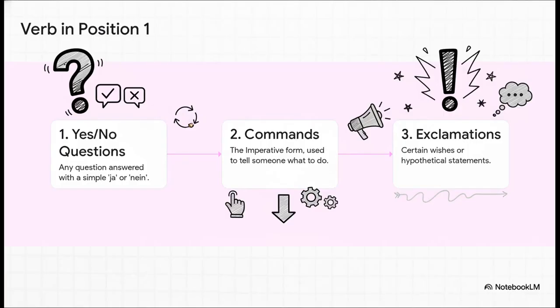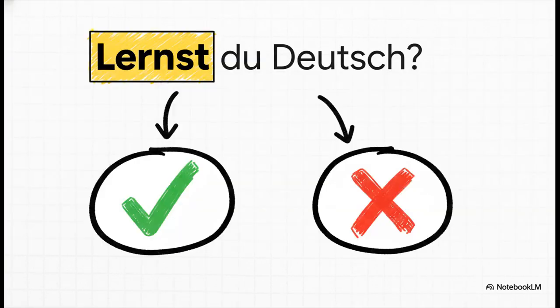And trust me, this isn't complicated at all. There are really just 3 main scenarios you need to remember, where the verb is going to lead the whole sentence. Let's just break them down really quick. First up, any question you can answer with a simple yes or no. Instead of starting with a question word, you lead directly with the verb. Lernst du Deutsch? It's just a super direct and efficient way to ask a question.